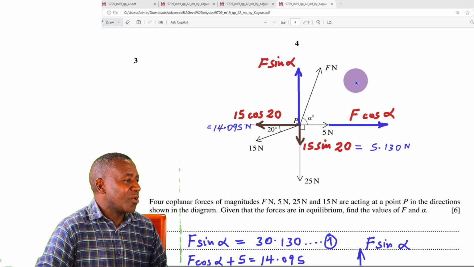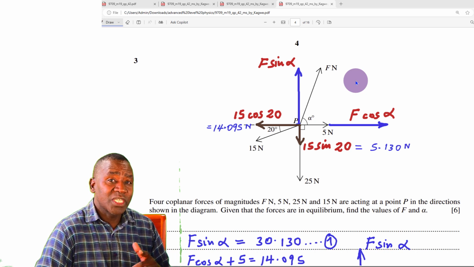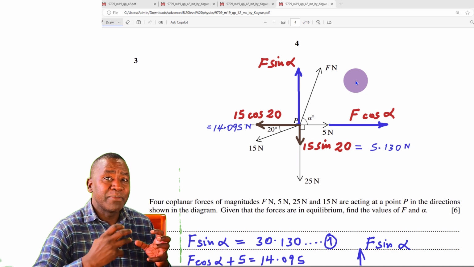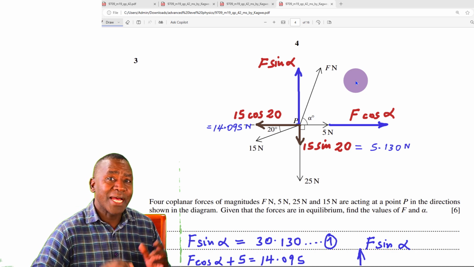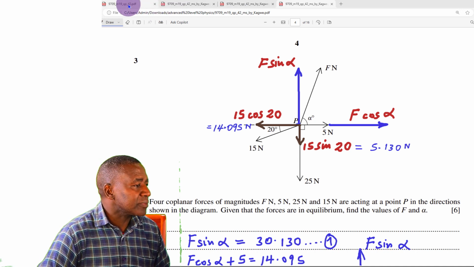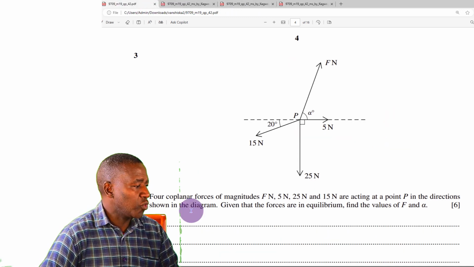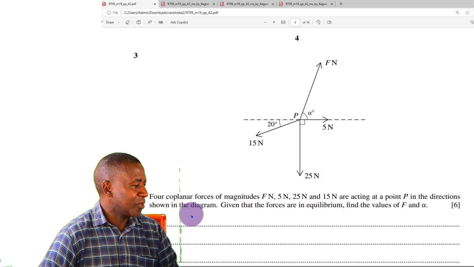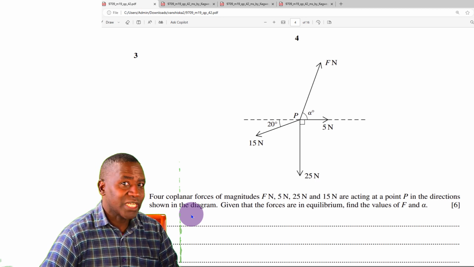So let's go straight to it and see what it entails, and then I'll be able to describe the various concepts as they unfold. Welcome. So let me go to the actual question itself. What are we told here, or what are we given?